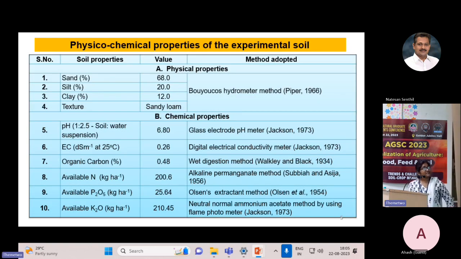Coming to the physical and chemical properties of the experimental soil, this experiment was laid in sandy loam soils of Bapatla with pH 6.8 which is neutral, and EC 0.26 which is non-saline, and organic carbon is 0.48% which is low, and available nitrogen 200 kg per hectare, available P2O5 is 25 kg per hectare, and available K2O is 210 kg per hectare which is low.